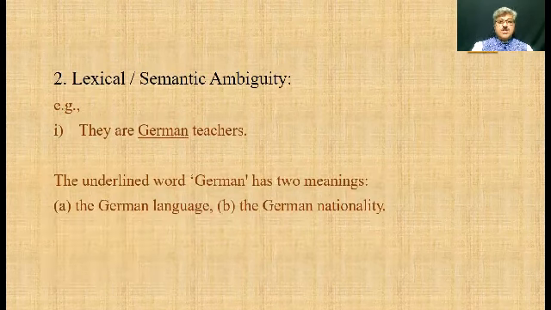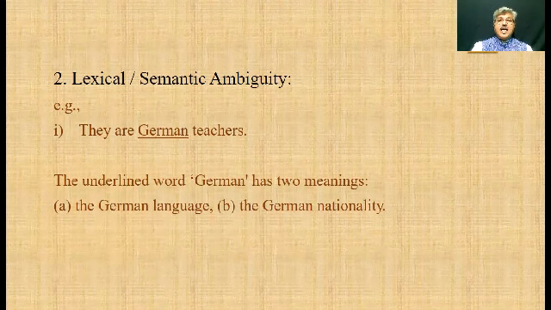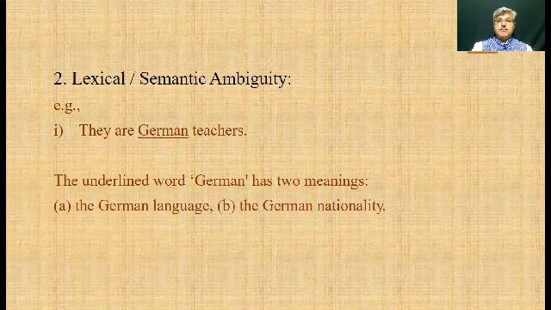The second type of ambiguity is lexical or semantic ambiguity. For example, they are German teachers. The underlined word German has two meanings. The first meaning is they are the teachers of the German language. It means the language is taught by them. The German language is taught by the teachers. The second meaning is they are German by nationality. It means their nationality is German and they may teach any language.